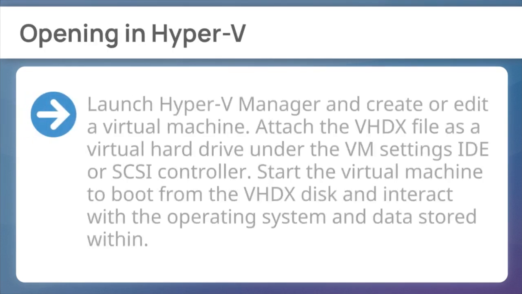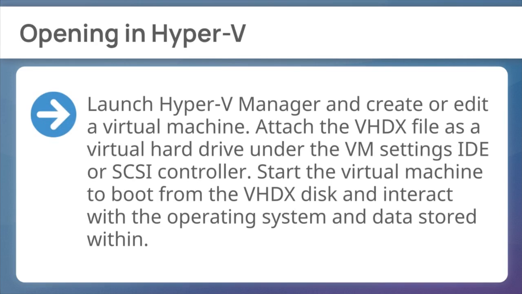Next, opening in Hyper-V. Launch Hyper-V Manager and create or edit a virtual machine. Attach the VHDX file as a virtual hard drive under the VM Settings IDE or SCSI controller. Start the virtual machine to boot from the VHDX disk and interact with the operating system and data stored within.